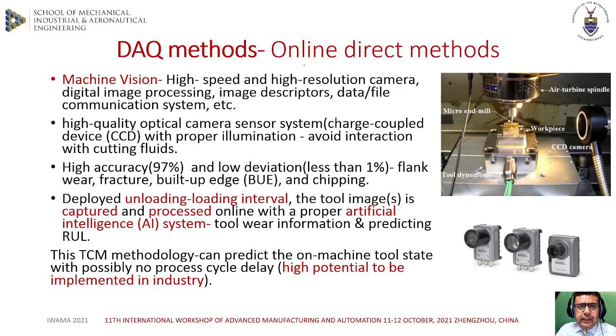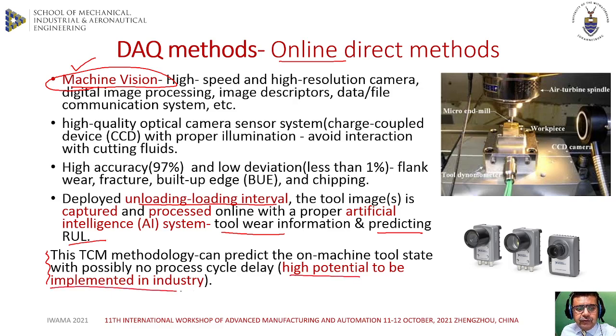Okay, now the next method is the online direct method. Here we make use of vision systems. High speed, high resolution cameras are deployed, and the pictures are grabbed at loading and unloading intervals, and then processing is done in order to find out how much is the tool wear and predict the remaining useful life of the tool. So machine vision systems have great potential and can be used for tool condition monitoring systems.